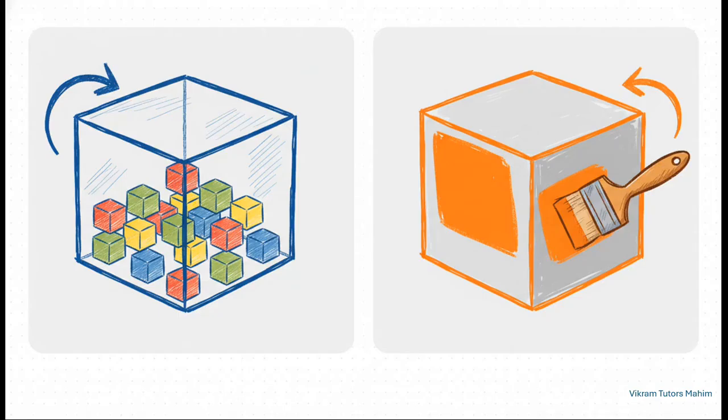So, here's the absolute biggest difference, the thing you have to remember. Volume measures the three-dimensional space inside an object, which is why we use cubic units, like centimeters cubed. Surface area, on the other hand, measures the two-dimensional space on the outside, so we use square units. That's the key right there. Inside versus outside, cubes versus squares.